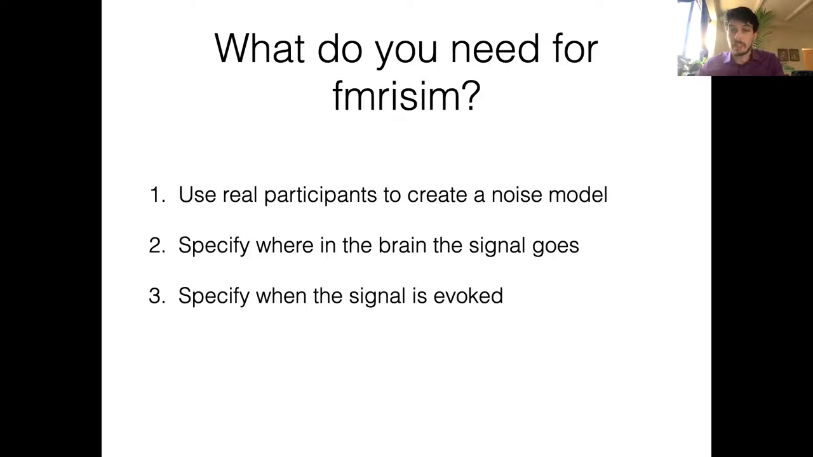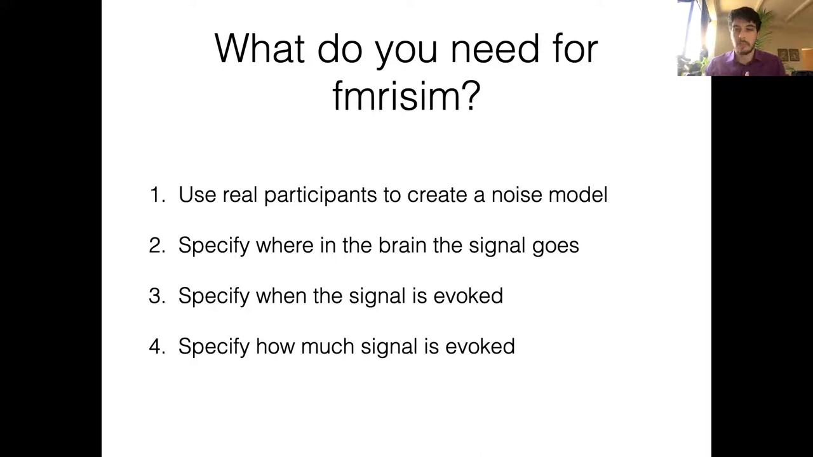And finally, and this is a really important one, you have to have an idea of how much signal is going to be evoked. And we've got a lot of tools to allow you to specify that in different ways. So for instance, if you want to quantify the signal in terms of percent signal change, then you can quantify it that way. You can say that we think the signal is going to be a 0.5% signal change or a 1% signal change, but that would be a really strong signal, that kind of thing. All of those tools are available to you when designing fMRI sim.